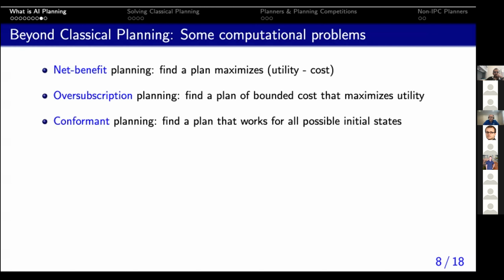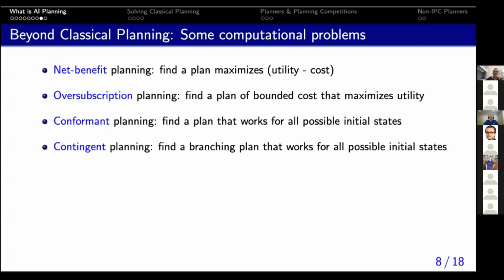In conformant planning, we do not know the precise initial state, having instead a set of possible initial states. The aim is to find a single plan that would work no matter which of these possible initial states was the right one. In contingent planning, we have the same setting of multiple possible initial states, but we do not need a single linear sequence of actions to work in all states, and we allow for conditional branching.